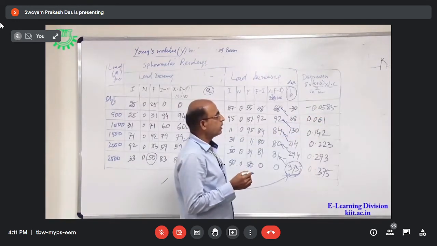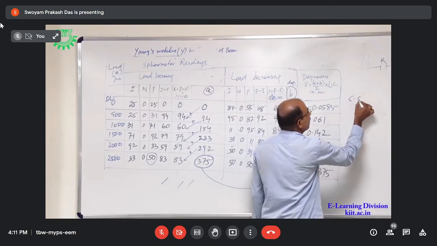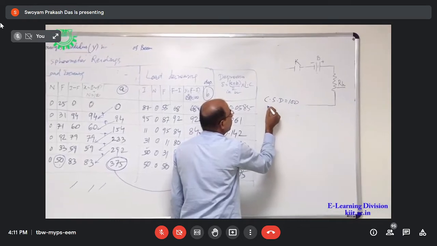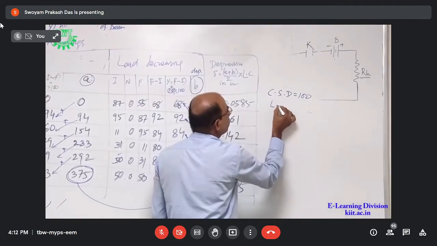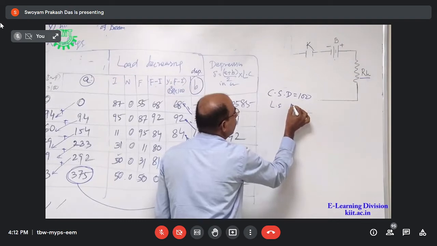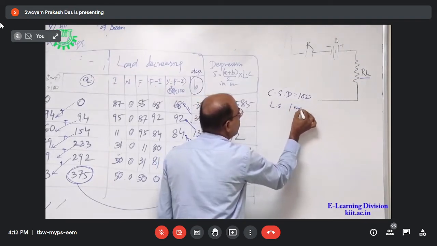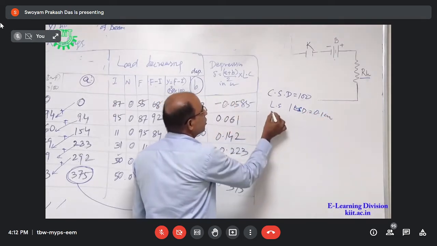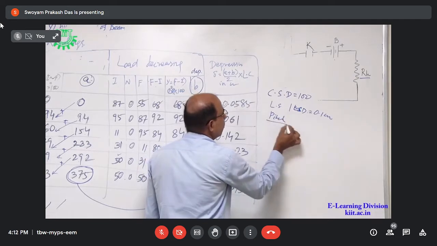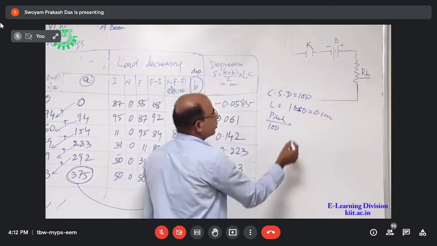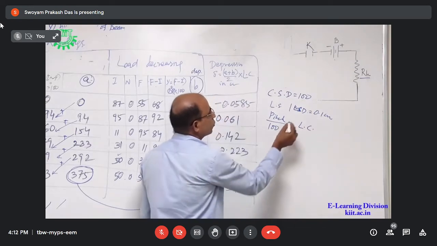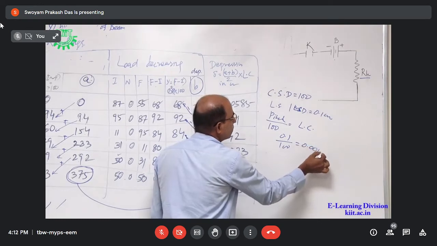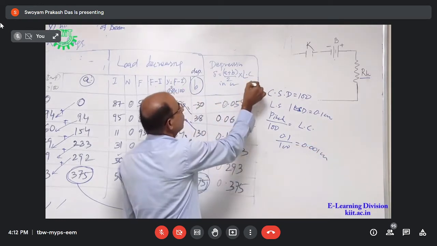In the spirometer, there are 100 divisions on the circular scale, and in the linear scale, 1 MSD, or linear scale division, is 0.1 centimeter. So 0.1 divided by 100 divisions on the circular scale gives you the least count of the spirometer. So 0.1 divided by 100 gives you 0.001 centimeter. That is why the least count is multiplied here.